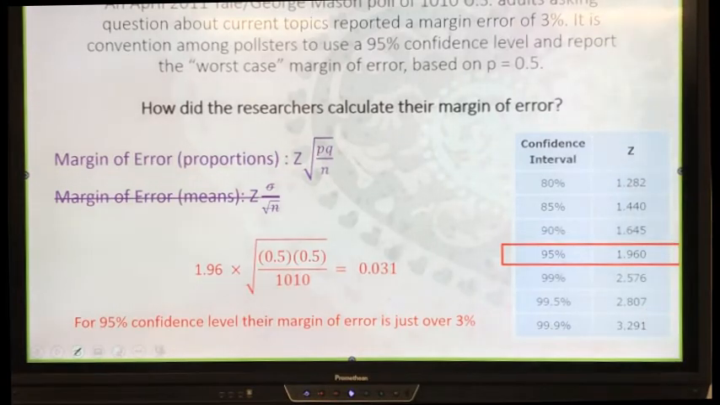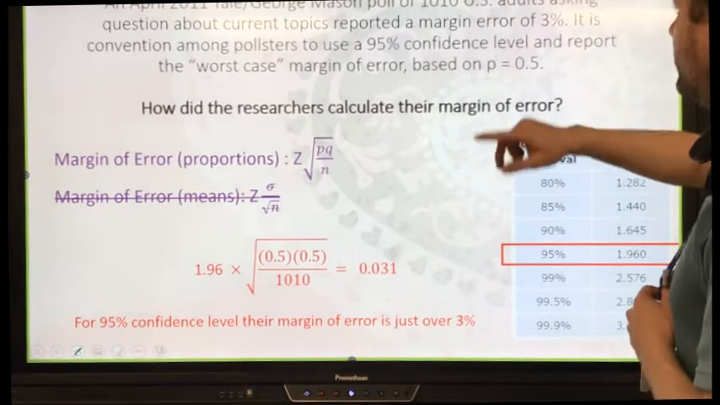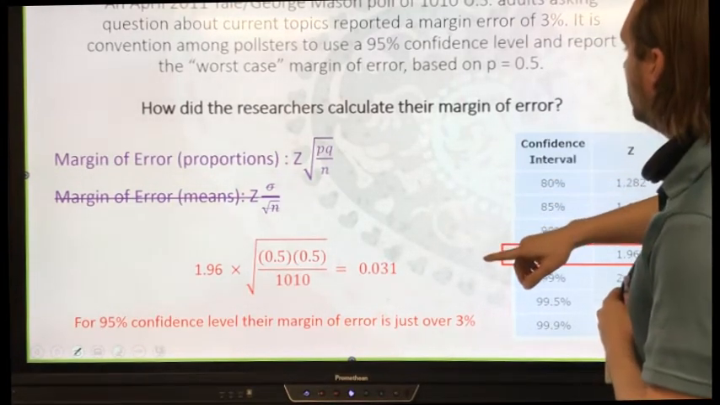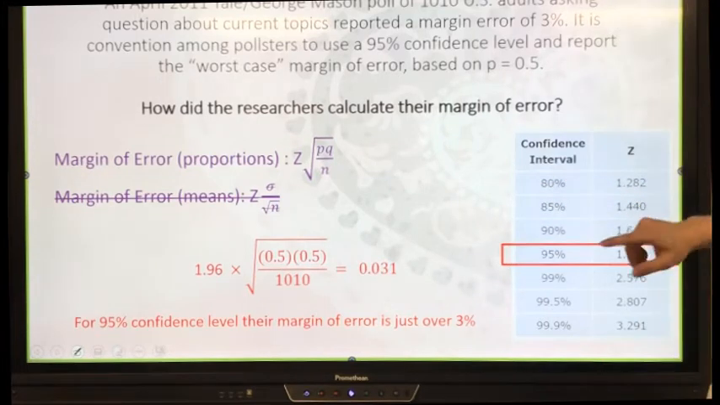So how confident are you that you can get your data? Well, with 95% confidence, I can get that 3% error.